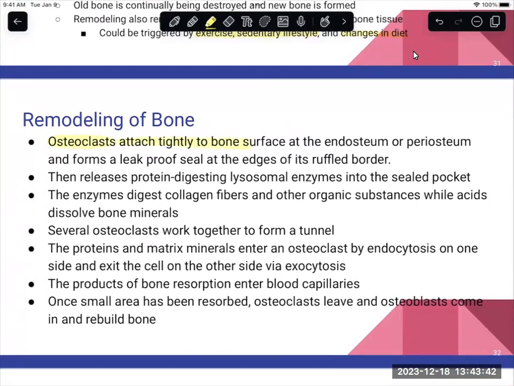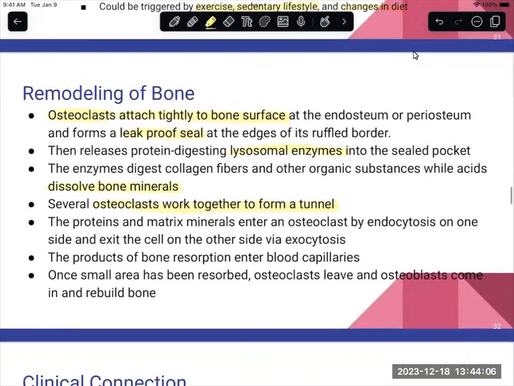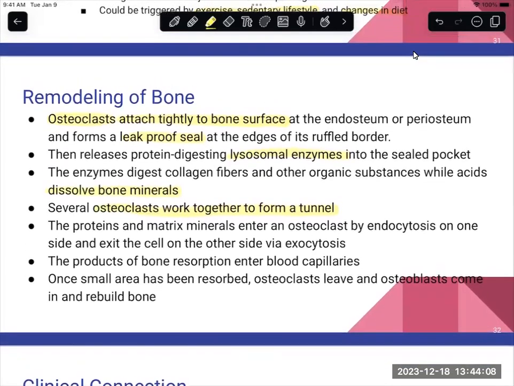They attach so tightly to that bone surface that they produce a leak-proof seal. They use these lysosomal enzymes to break up that bone, that collagen, the calcium phosphate crystals. They dissolve. Osteoclasts are going to work together at the same time, several of them. Then these osteoblasts will come in and rebuild that bone.